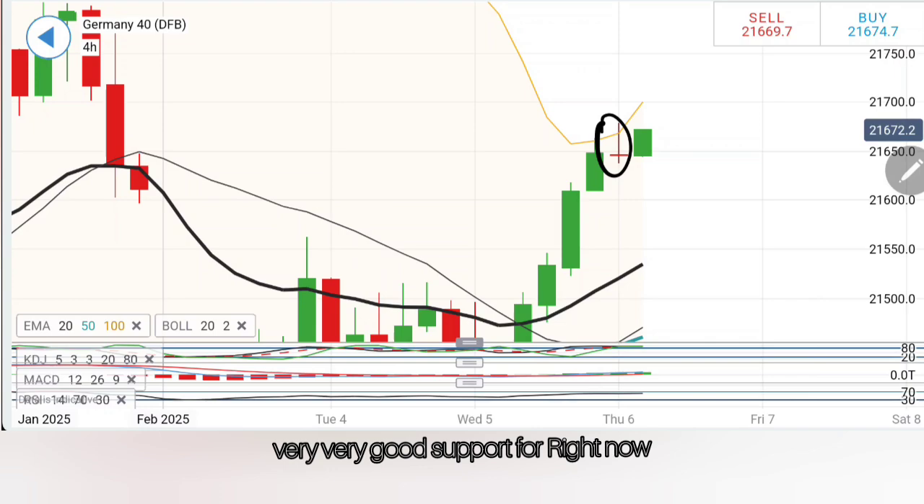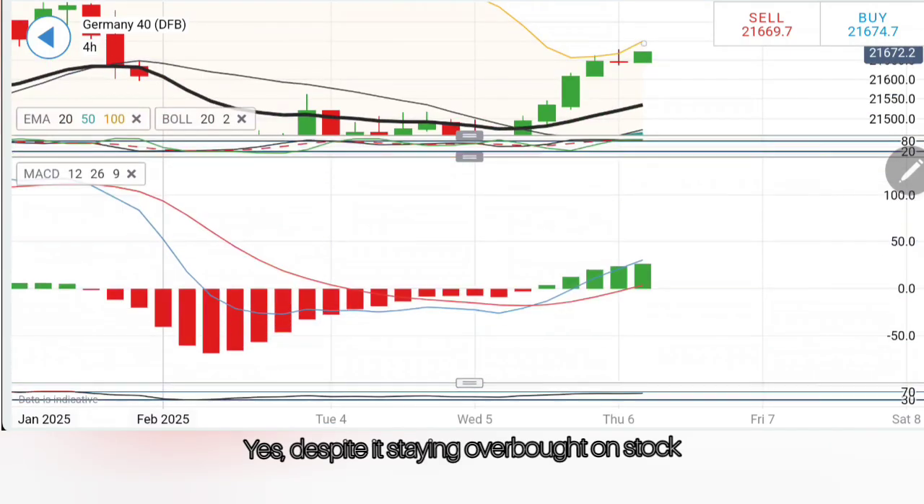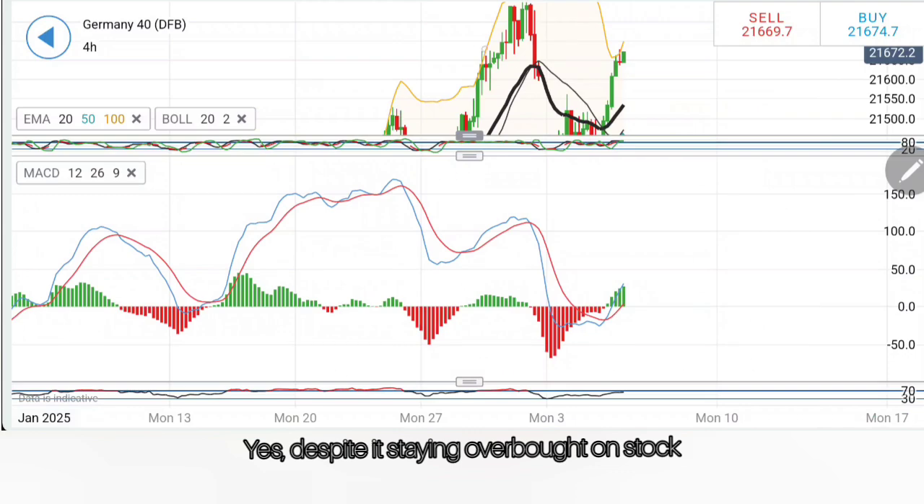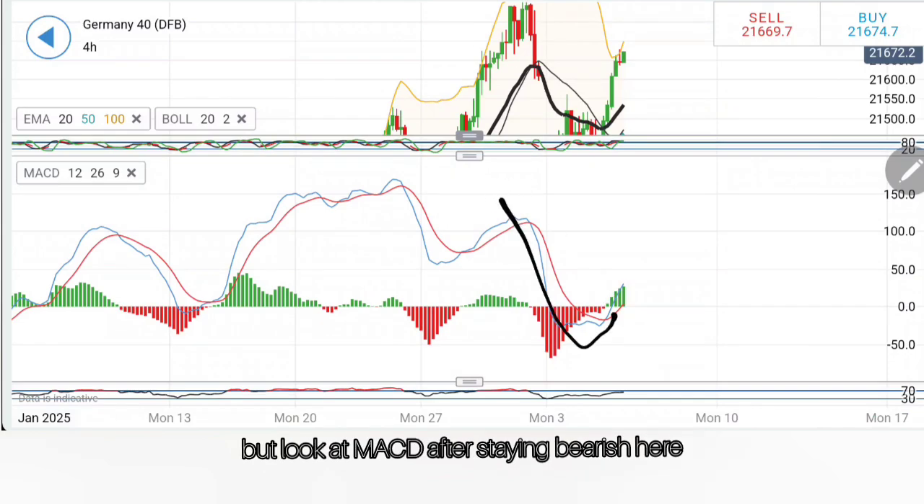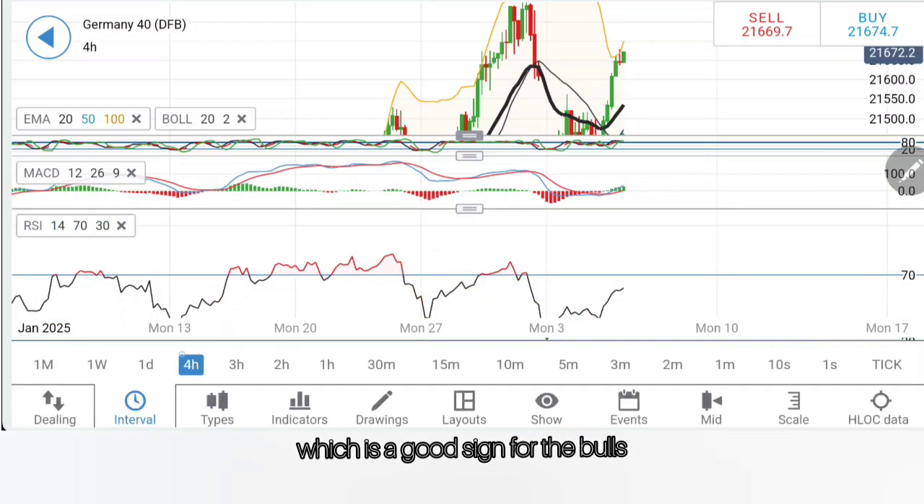Very, very good support zone. Right now, it is not showing. It is continuing with the momentum on the upside. Yes, despite it staying overbought on stochastic, but look at MACD after staying bearish here. Now it has crossed over and is looking upwards, which is a good sign for the bulls.